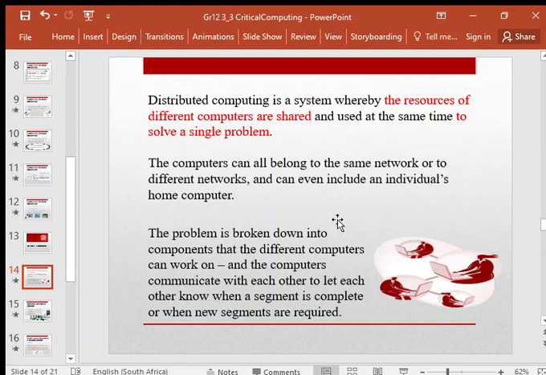The problem is broken into components that the different computers can work on, and the computers communicate with each other to let each other know when a segment is complete and when new segments are required. Now, many computers are idle and not in use, so distributed computing will allow those computers' resources to be used effectively, even including your home resource.